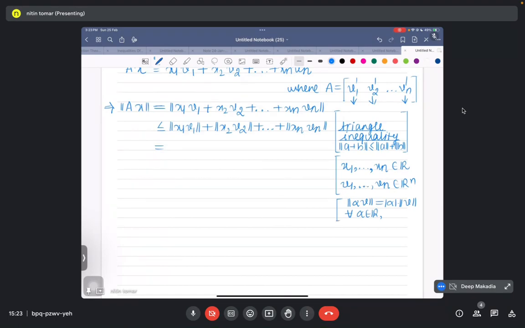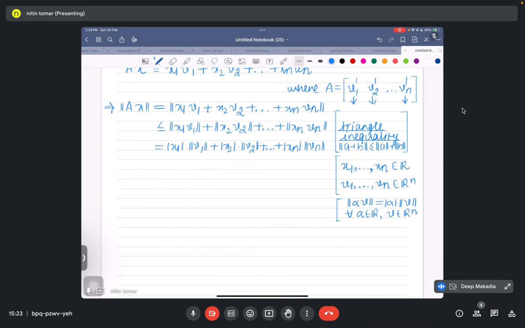This also we have seen. So use this property here. It will be, can anyone tell me, mod x1 times norm v1, right? Plus mod x2 times norm v1, yes, very good.